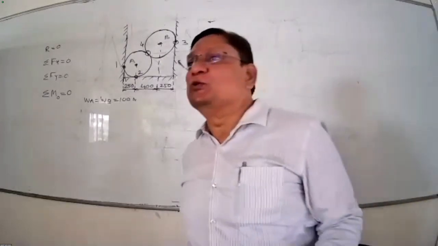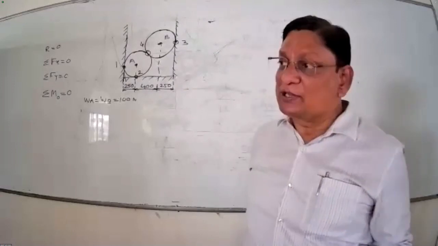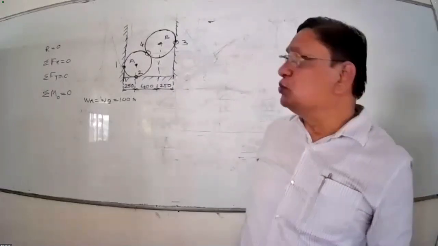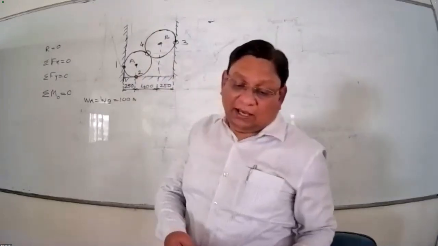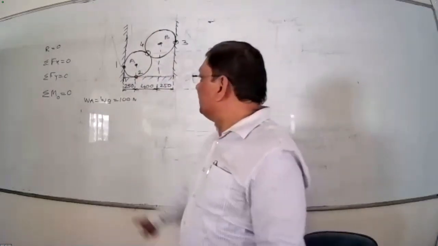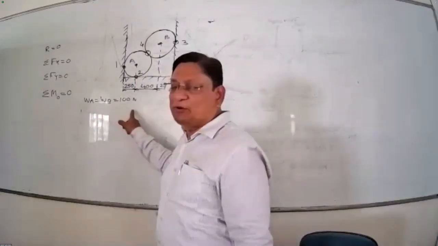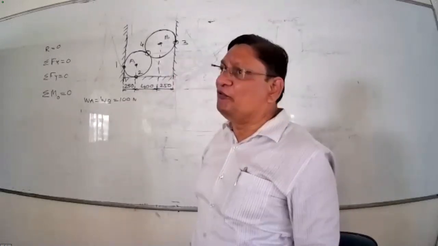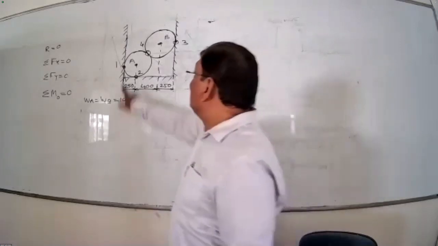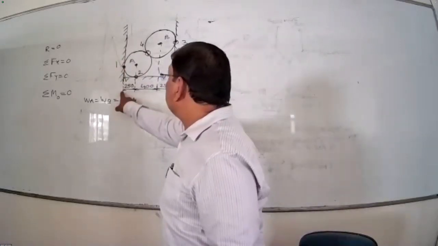क्या मतलब उसका smooth का? They are frictionless. I'll repeat the question once again. Two smooth cylinders, cylinder A and cylinder B, of weight 100 Newton, WA equal to WB equal to 100 Newton, are kept in a horizontal channel of width 900. So this is the horizontal channel. Its total width is given as 900.